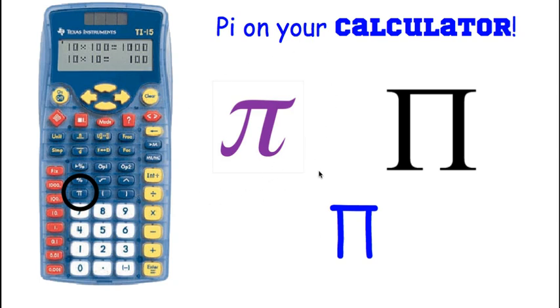Some other ways that you might see pi is like this and like this. It doesn't always have those cute curly tails. You might see it like this or this. So remember, those are still pi.